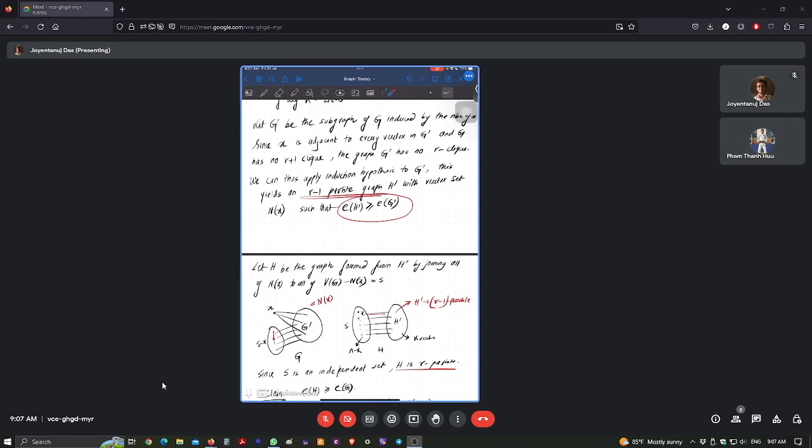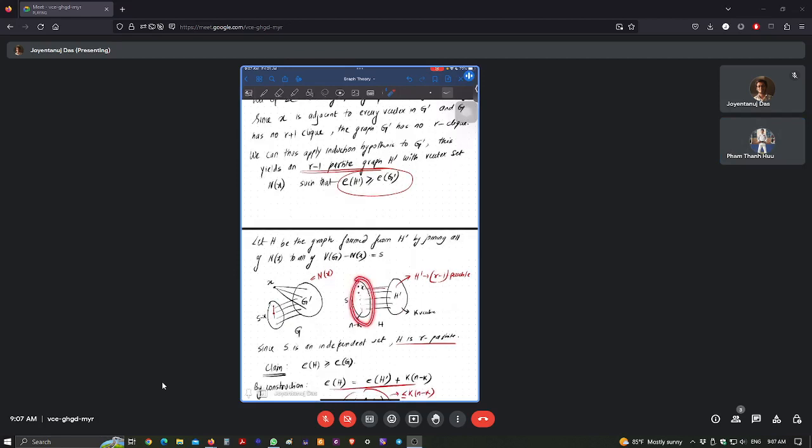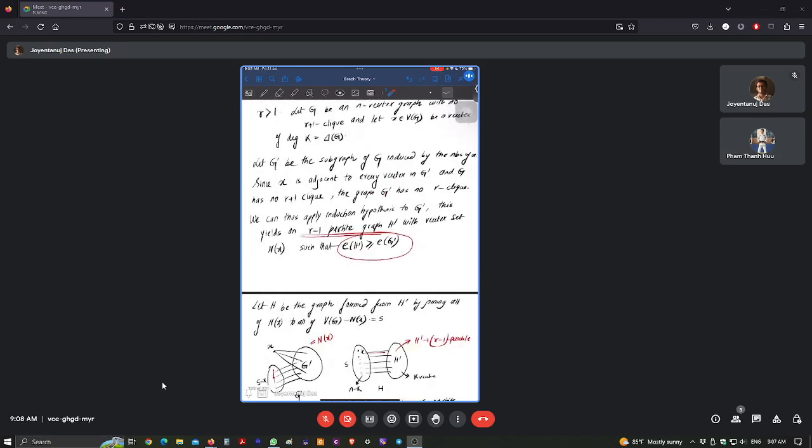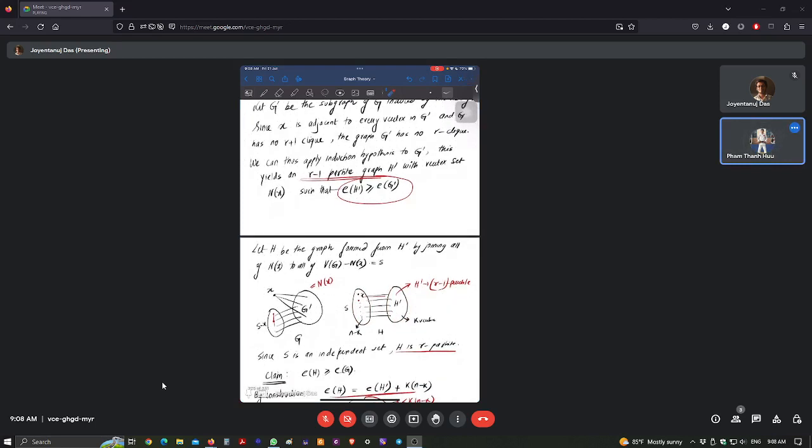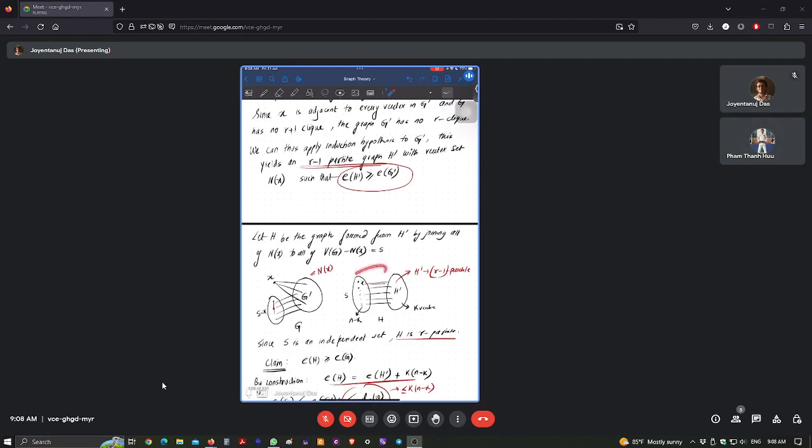So this has n minus k elements, because the degree we assume to be k. The degree is k, so this has k vertices and this has n minus k vertices, right? Now, this S is an independent set and H prime is (R minus one)-partite. So if I consider this whole thing, it is now R-partite, because H prime has R minus one partitions and this is my new partition.